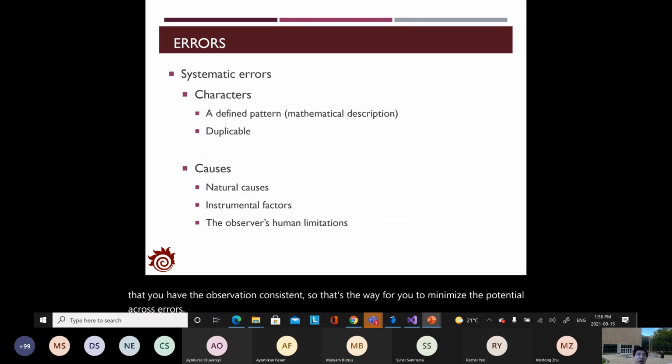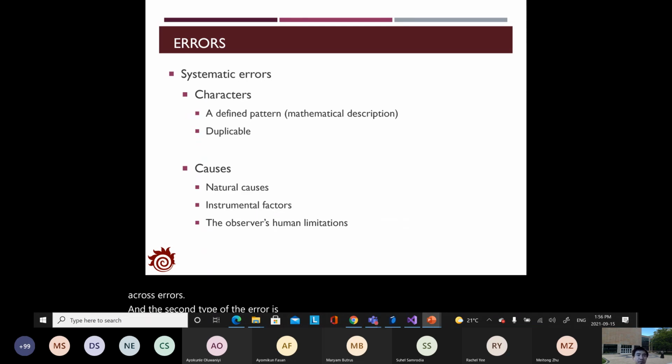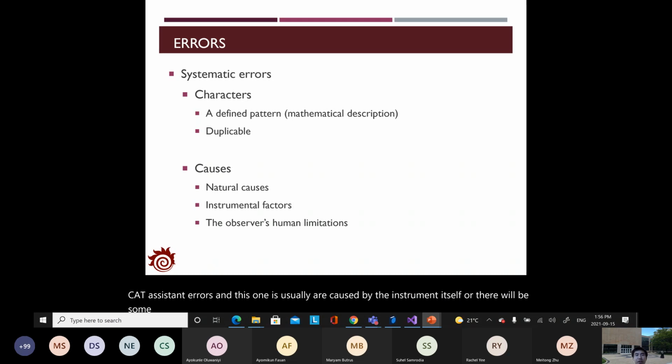And the second type of error is called systematic errors. This one is usually caused by the instrument itself, or by some habits of the surveyors. Usually this kind of error cannot be avoided, but the good thing is that we have ways to solve it.